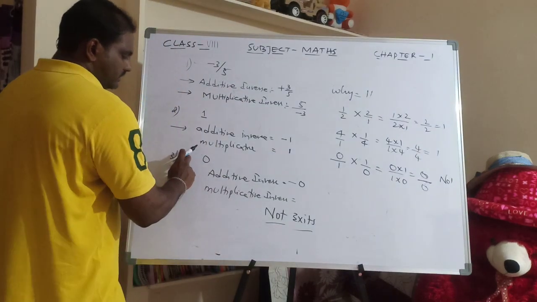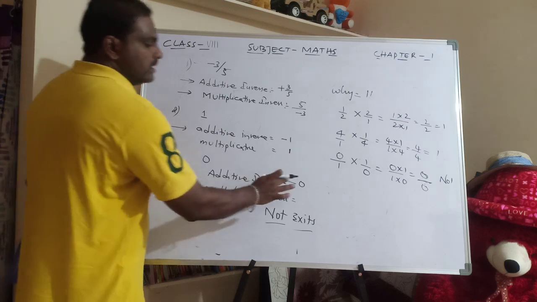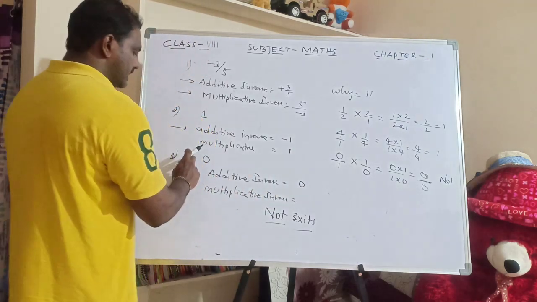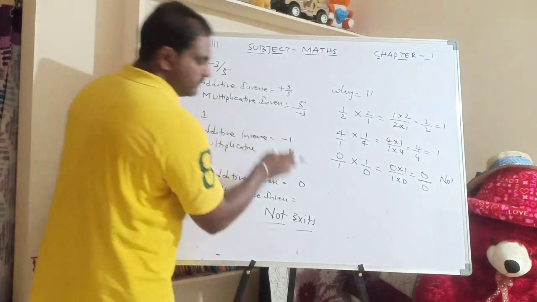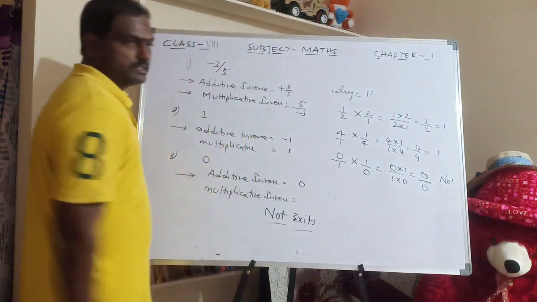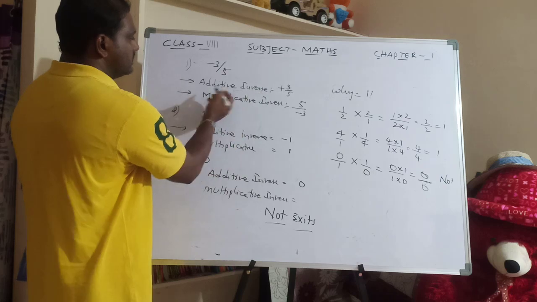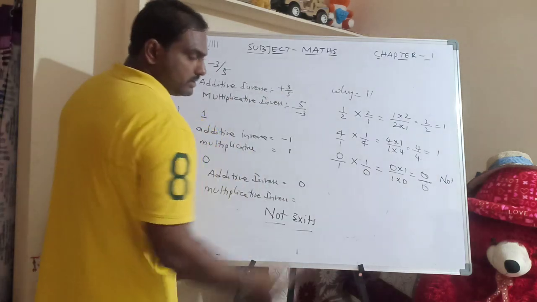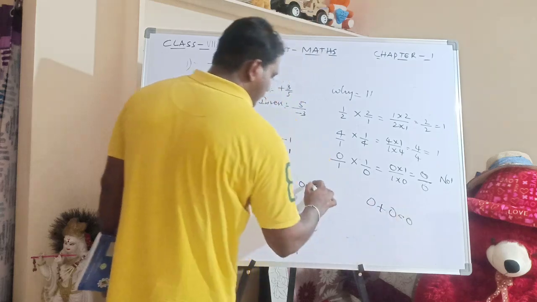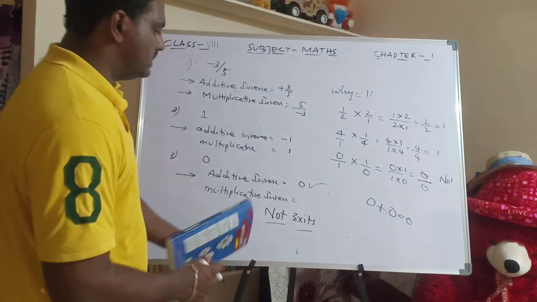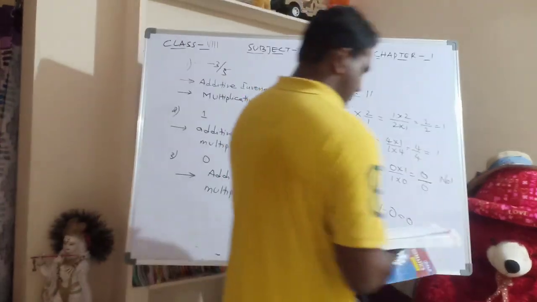Here also, for 0 there is no symbol, so if nothing is given, we have to take it as plus. If it is plus 0, we can go for a minus 0. What is the point in additive inverse? I have to get 0 only. So 0 plus 0 is always 0. No issues, for this it's okay. But in this case, it does not exist.